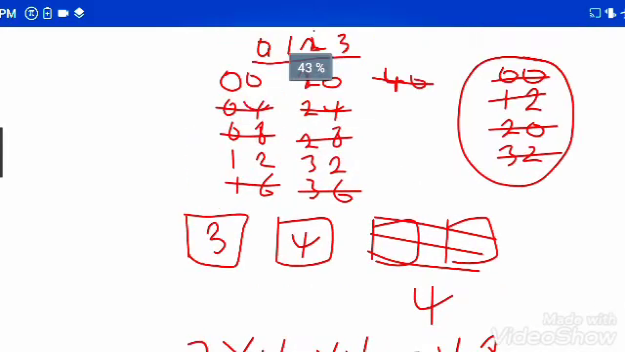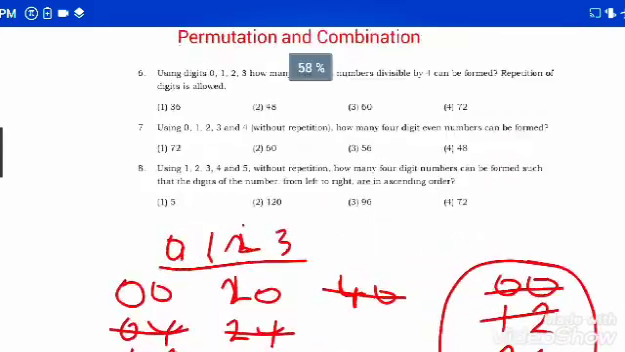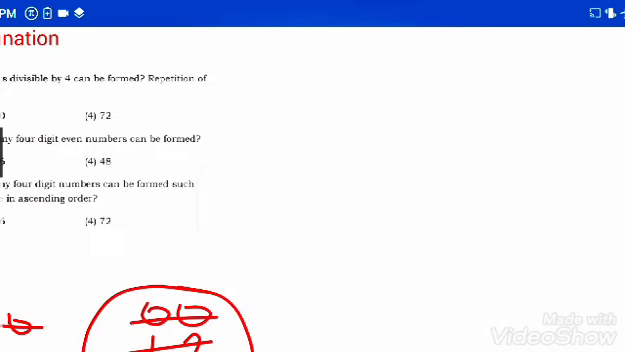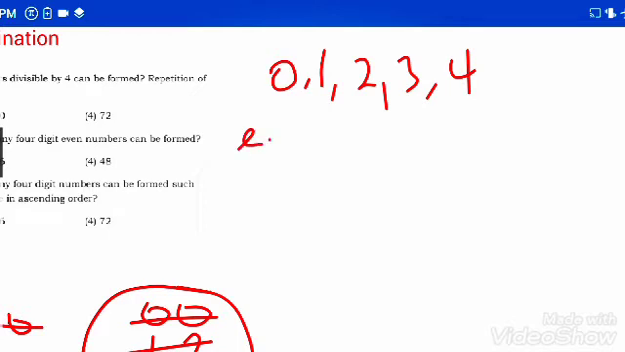Alright, that's that for the first question. Now for the second question, it says using digits 0, 1, 2, 3, and 4 without repetition, how many 4-digit even numbers can be formed? The first question to ask yourself is, what is an even number? An even number is any number that ends with 0, 2, 4, 6, or 8. So an even number must end with any of these digits.